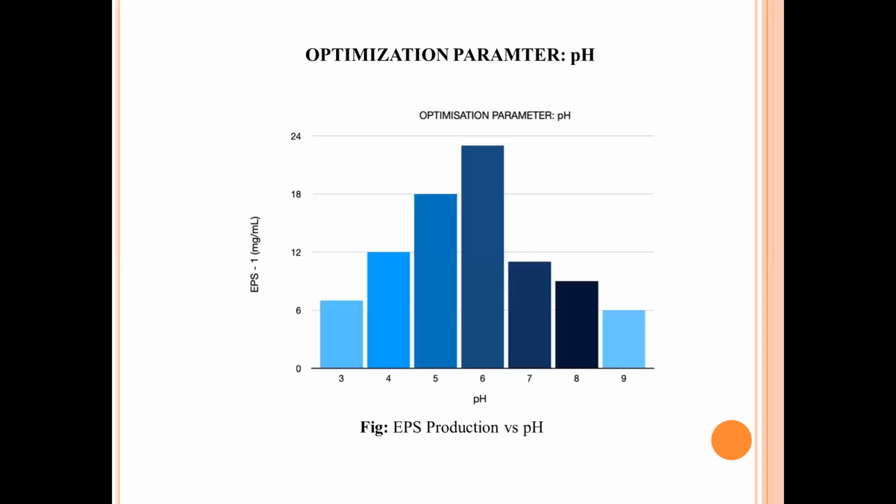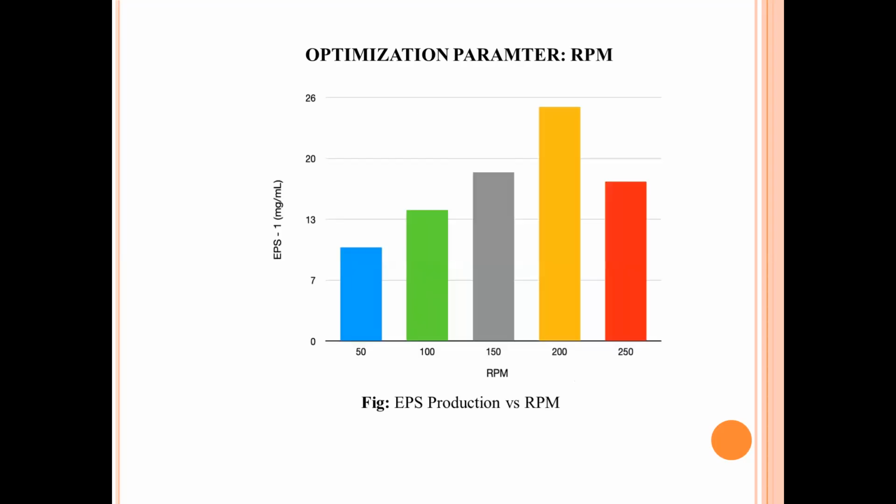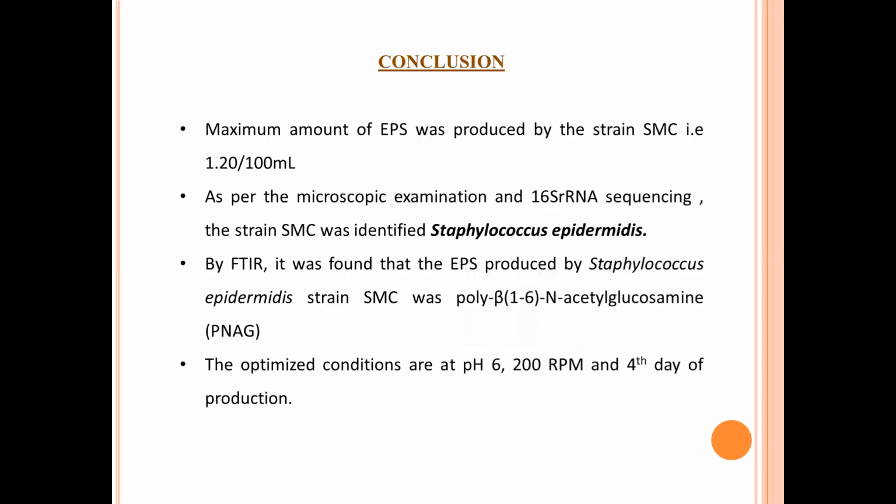For pH, we have found out that the EPS production peaked at slightly acidic conditions, that is, at pH 6, and at neutral and basic conditions, the EPS production decreased significantly. When it comes to RPM, we found out that the best RPM for production of more EPS is 200 RPM. At 250, the EPS production stepped down.